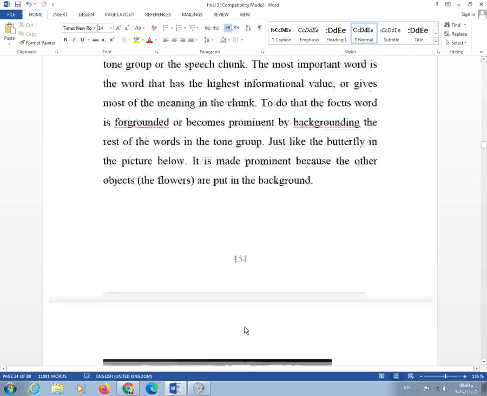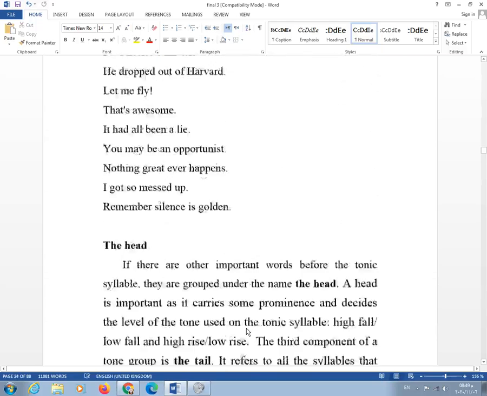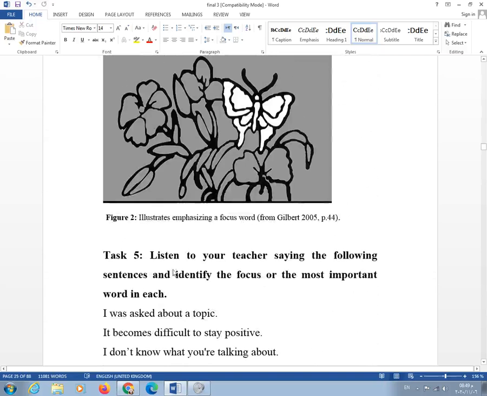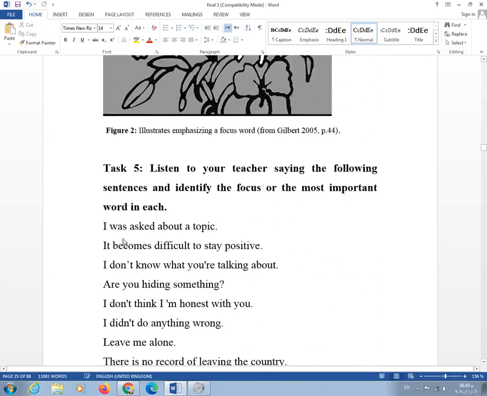Yes, and let's go to something else here. Listen to your teacher saying the following sentences and identify the focus or the most important word in each one. Okay. I was asked about a topic. Okay. I was asked about the topic. What's the keyword here? Topic.